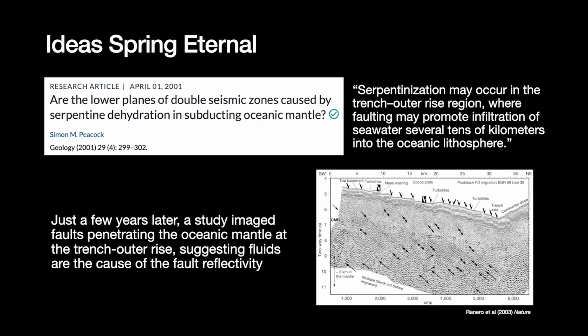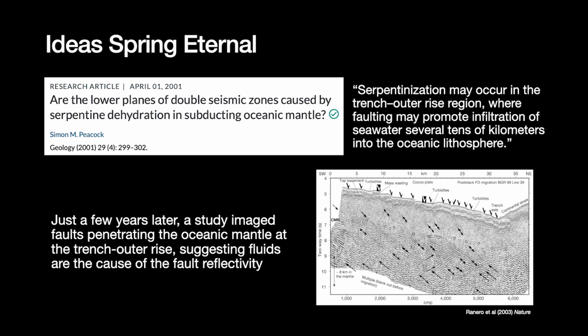So Simon connected it to temperature. The temperature and pressure ranges looked like where serpentinites might be hydrated, and suggested, hey, what if fluids are moving through bending faults at trench outer rise systems and hydrating the mantle? And that's why we're seeing these two planes.